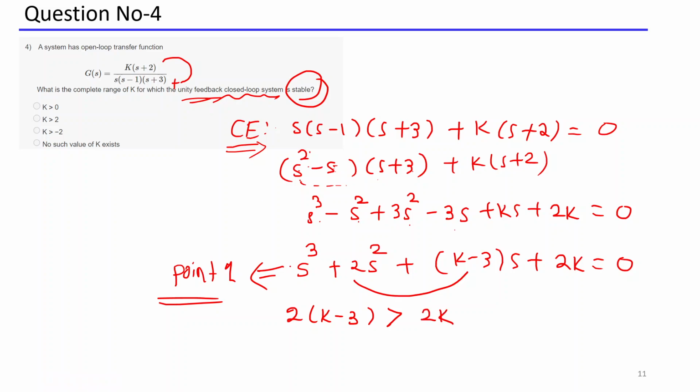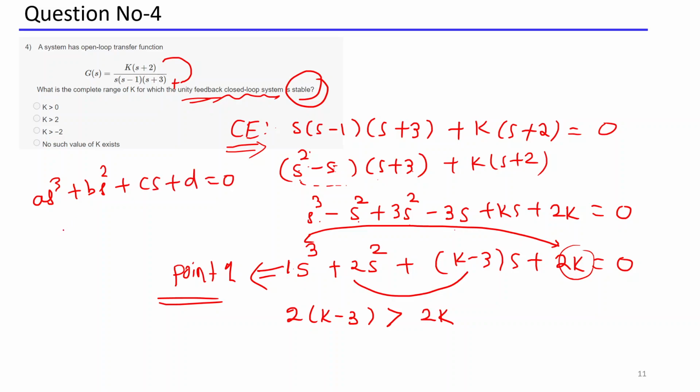Here the coefficient is 1. Here this is 2k, right? This is the outer two. These two products. I told you now, for a system as cube plus bs square plus cs plus d equal to 0, the stability condition means bc should be greater than or equal to ad.